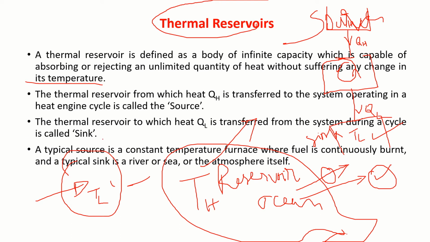The thermal reservoir to which heat QL is transferred from the system during a cycle is called a sink. A typical source is a constant temperature furnace where fuel is continuously burnt, and a typical sink is a river, sea, or the atmosphere itself. That's why thermal power plants, which continuously have to reject heat, are built near a sea or a river where huge water resources are available. Hope you understood the concept of thermal reservoirs.